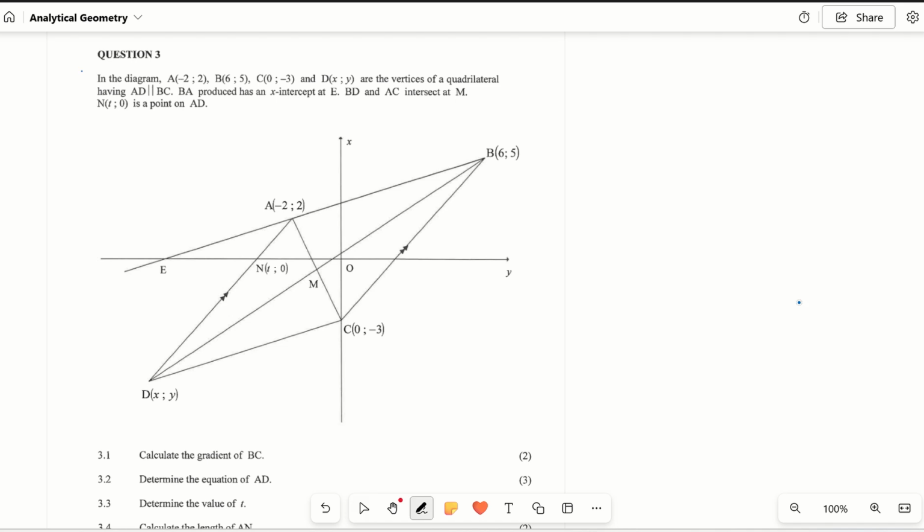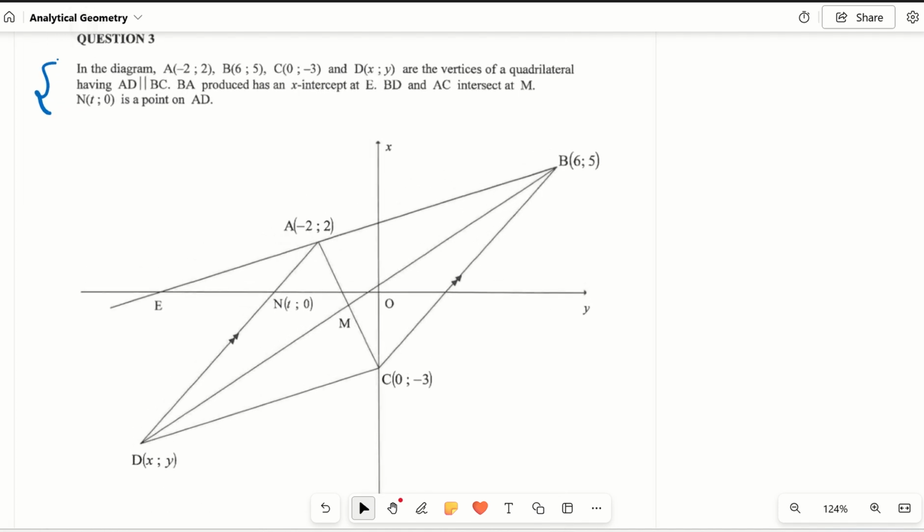You read this opening statement, you read to understand it, ne? Bit by bit. You don't read the whole thing and then analyze after. This is what I mean. It says in the diagram, point A has coordinates -2 and 0. You look at it quickly. Point B 6 and 5. You look at it quickly. Point C 0 and -3. You look at it quickly.